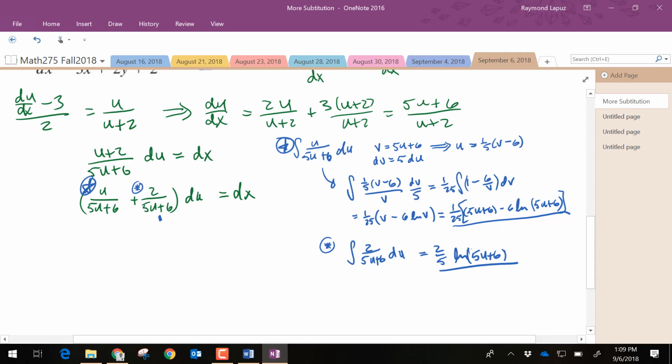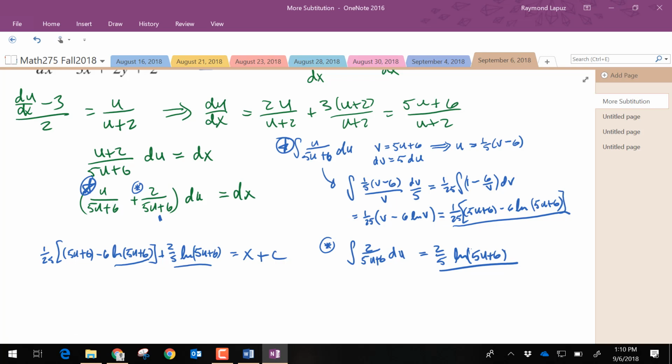So on the left-hand side, it'll be 1 over 25 integral of 5u plus 6 minus 6 ln 5u plus 6. And then we have a plus, that is a plus, right? 2 over 5 ln of 5u plus 6. We can combine these two terms here once we get the 1 over 25 in there. And then here's where we throw in the plus c.